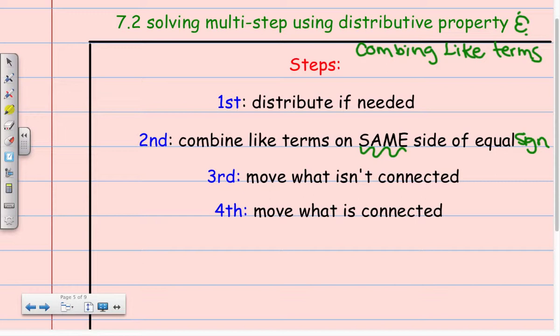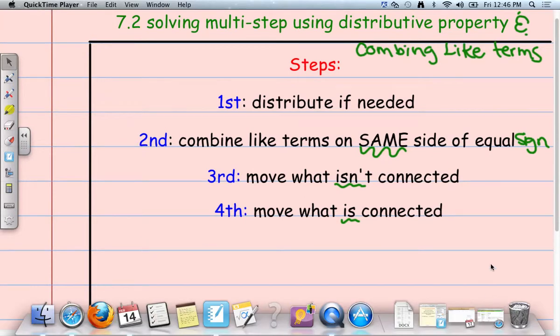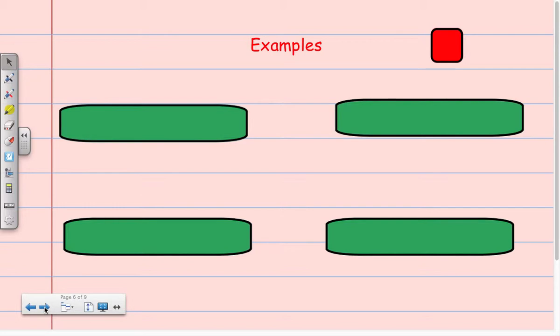Third, just like a normal one, when we combine like terms on the same side, we condense it into the two-step equation. So we follow the steps there. We move what isn't connected, and then we move what is connected. Any questions on those steps? All right. Ready?